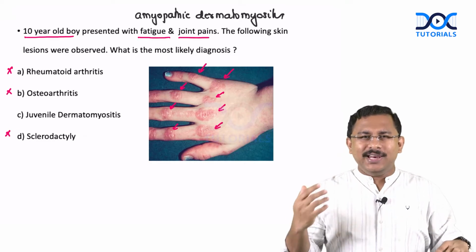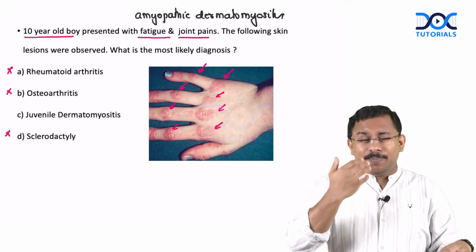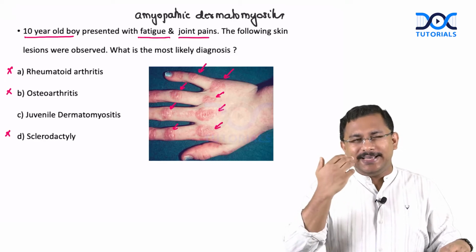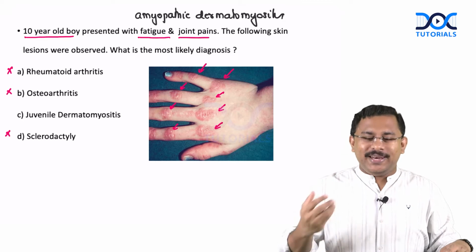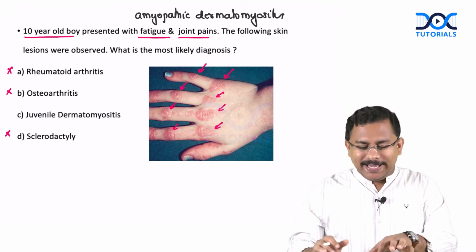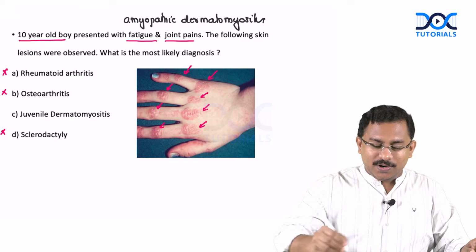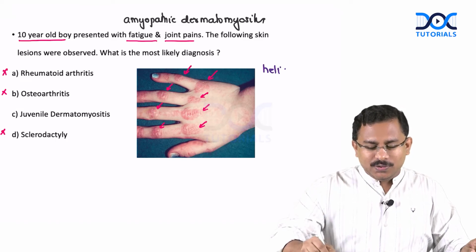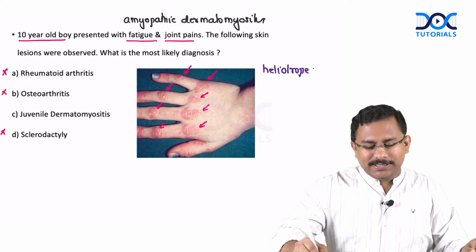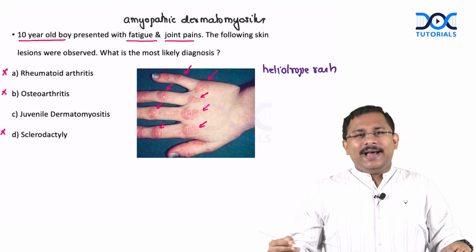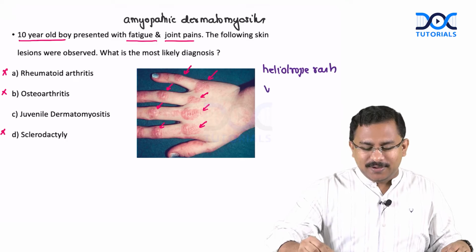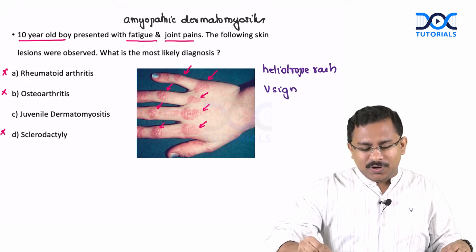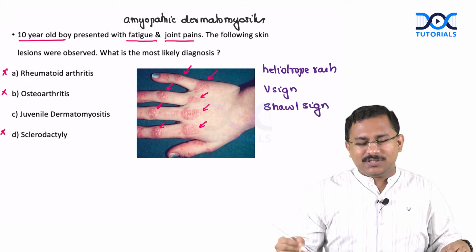You can have heliotrope rash, which is the purple red discoloration around the eyes, especially the region of the eyelids, which is often associated with a periorbital edema. So sometimes you might get a question on heliotrope rash also. So one skin lesion is a heliotrope rash. Okay, and then you can have other named signs like V sign, shawl sign, all of which I have taught you. Okay, V sign, shawl sign.